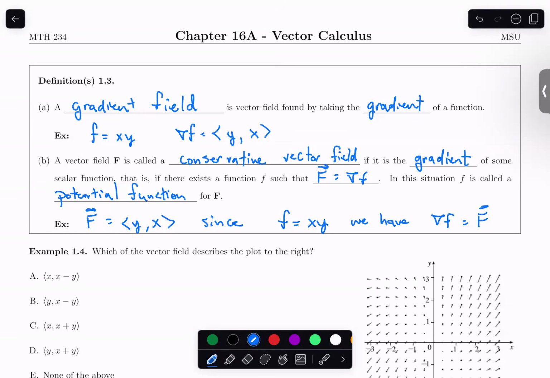On a quick side note, when we say conservative, it's not like liberal versus conservative, that sort of thing, right? It's that it satisfies conservation of energy laws. So these turn out to be very important vector fields because they're conservative and they satisfy some nice physical equations that we know and love.